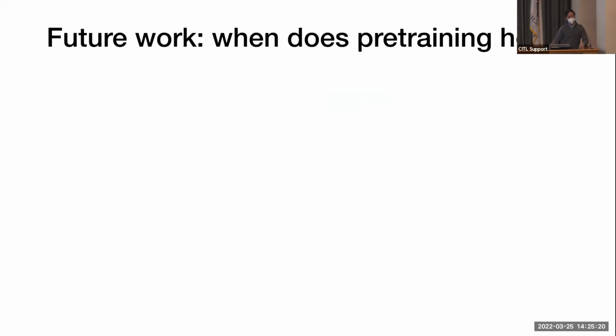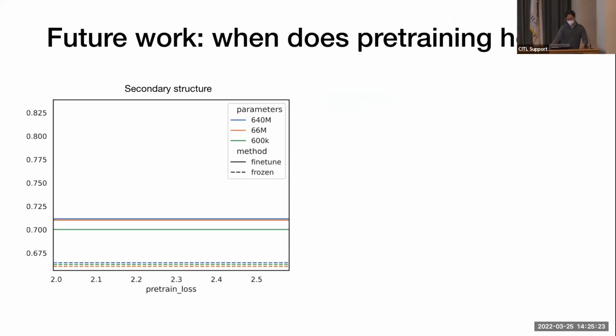All right, so now I'm going to talk a little bit about some future work. So first one is, when does pre-training actually help? So here I'm showing a plot of the task, which is predicting secondary structure at every location in the protein. This is the 3-class secondary structure. The colors represent how big the model is. So we have a 640 million parameter model, the 66 million parameter model, and a 600K parameter model. And the method is whether we fine tune the whole model or freeze the model and fine tune the top.